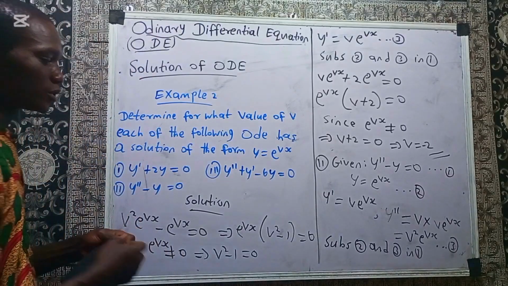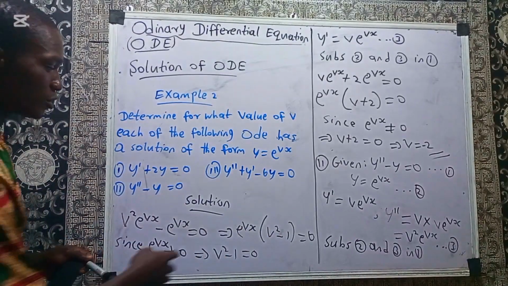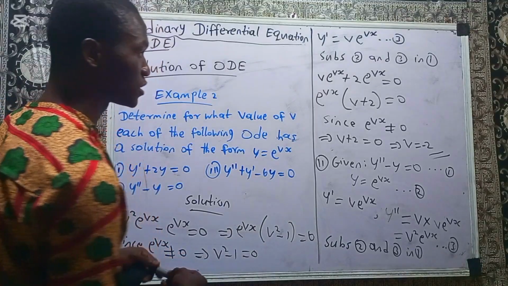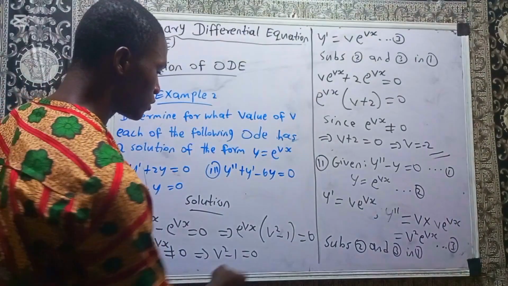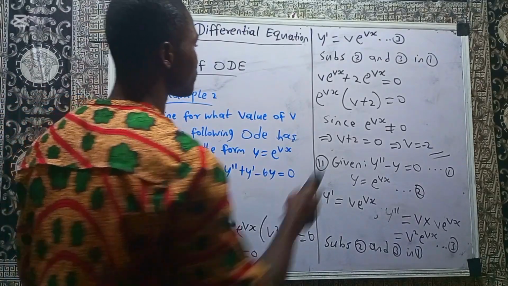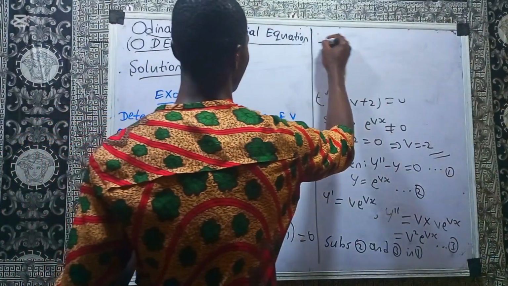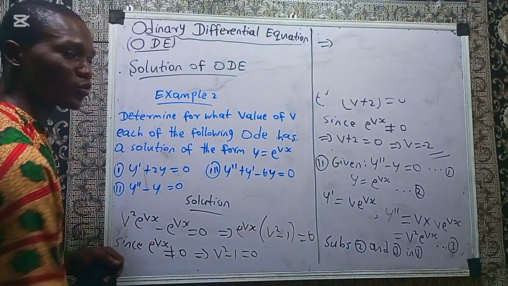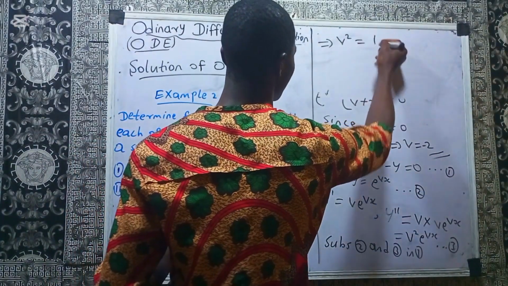Because these two products are giving you 0. So one of them must be 0, but exponential vx is not 0 because exponential cannot assume a zero value. It can never be 0. So it means that at this point that will be 0. So with that, this implies what? We can move negative 1 to the right hand side to change to positive 1. So we have now v square equals to positive 1.